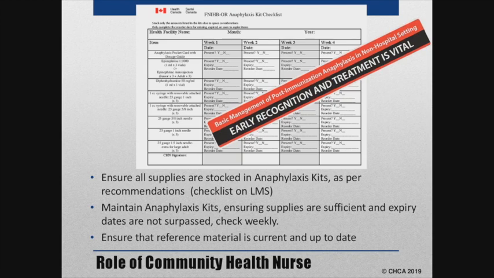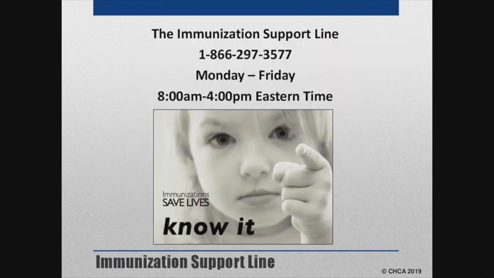So the role of the community health nurse, as far as this goes, is that we want to make sure that all supplies are stocked in the anaphylaxis kits. That includes checking this with our routine checks for the rooms that we're working in. The checklist for this can be found on the LMS. We want to maintain the anaphylaxis kits and ensure that supplies are sufficient and that the expiry dates haven't passed. We also want to ensure that the reference material is current and up to date, and that information can also be found on the LMS.